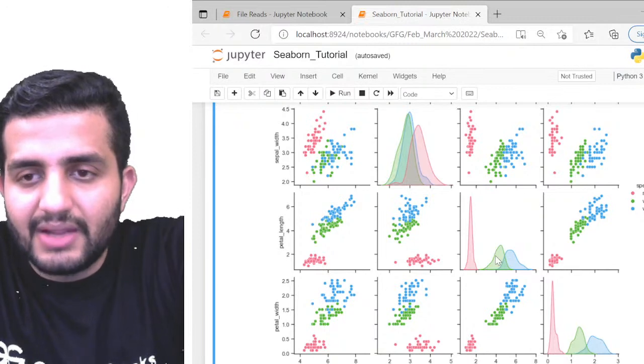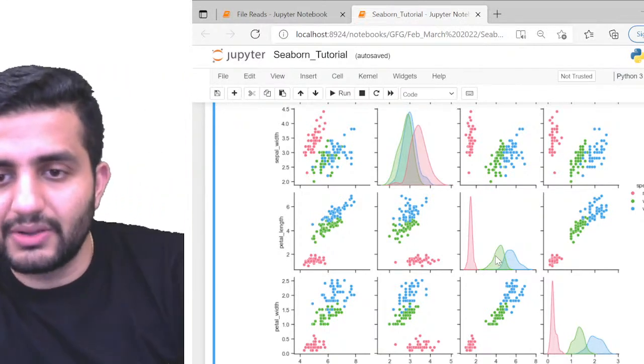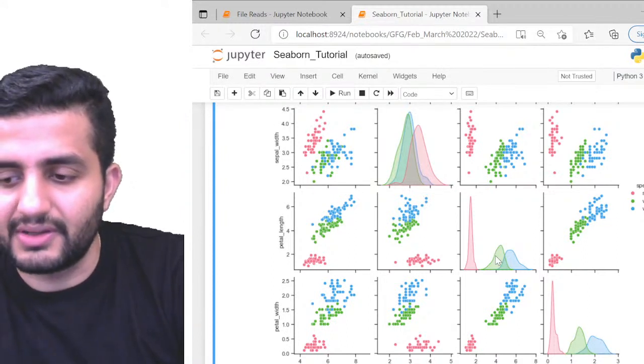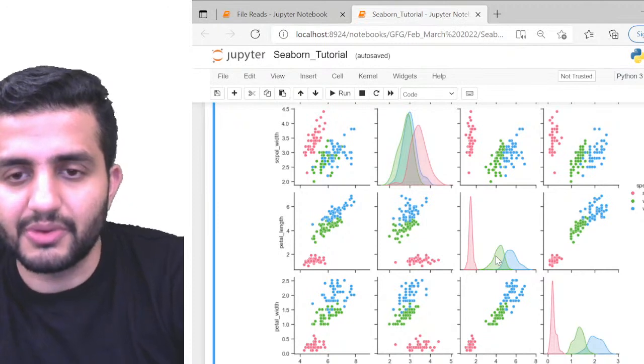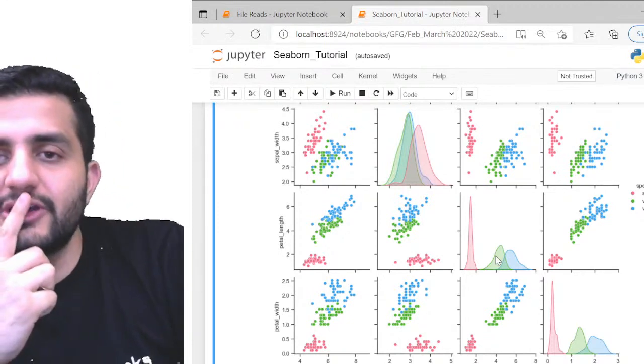Likewise in petal width also, I could see Setosa kurtosis is a bit high, so we have the data distributed on a smaller range. Also, guys, anything else which you are able to see from this graph?